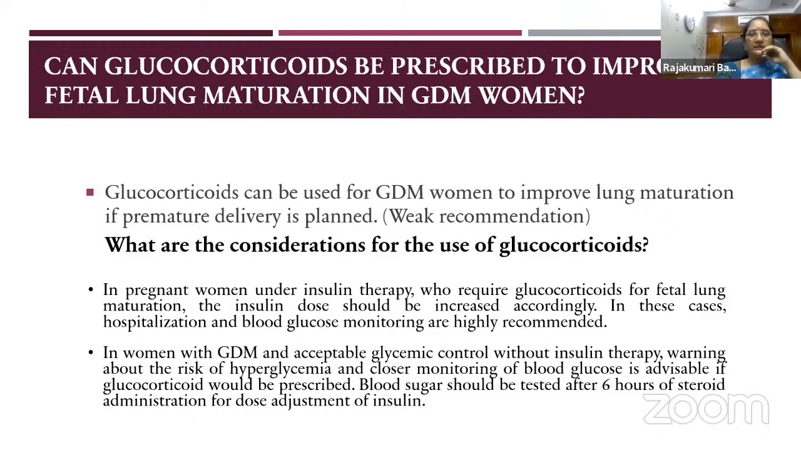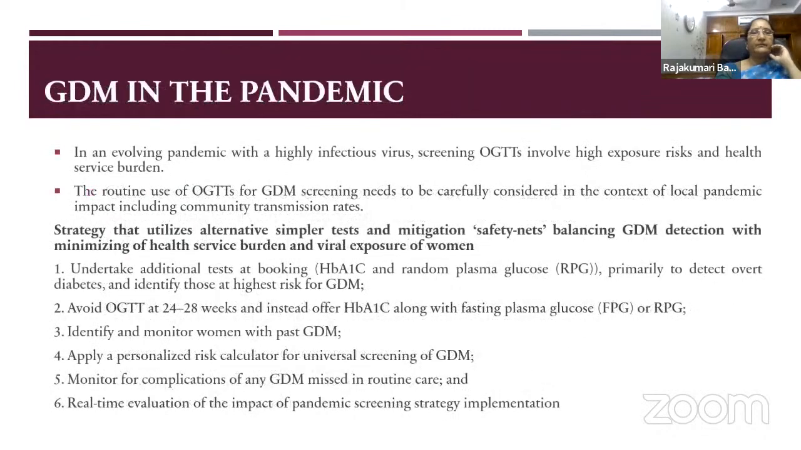In women with GDM who have acceptable glycemic control without insulin therapy, warning about the risk of hyperglycemia and close monitoring is advisable. Blood sugar should be tested 6 hours after steroid administration for dose adjustment of insulin.